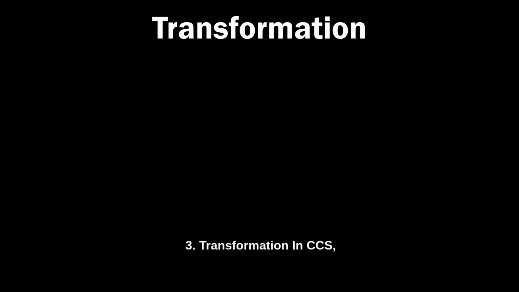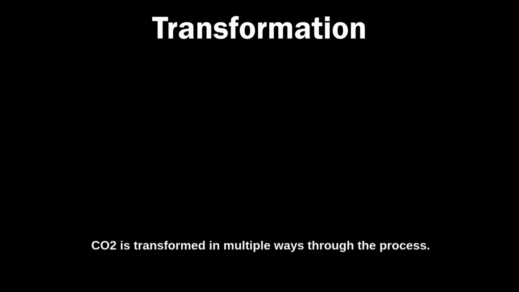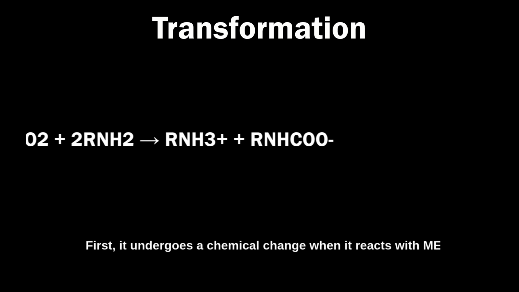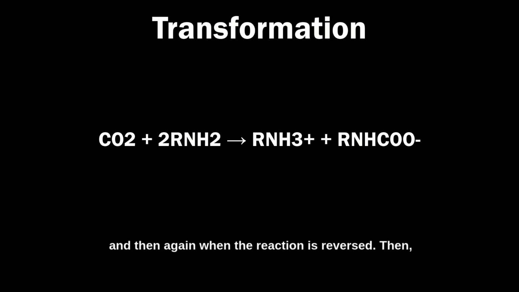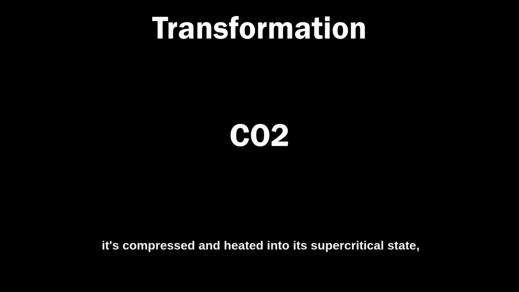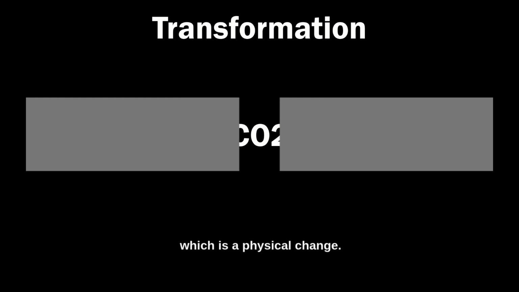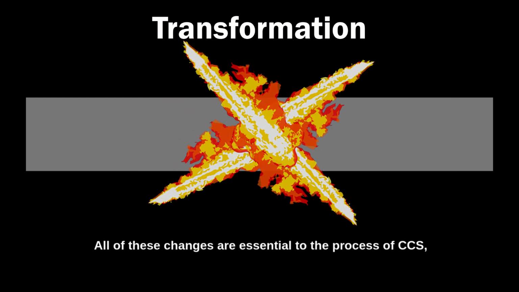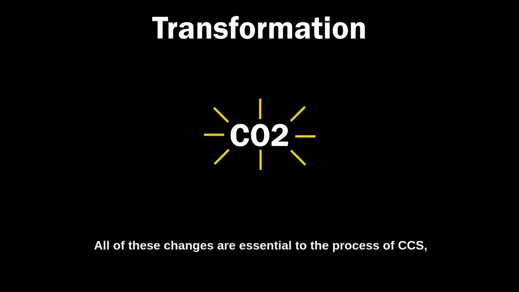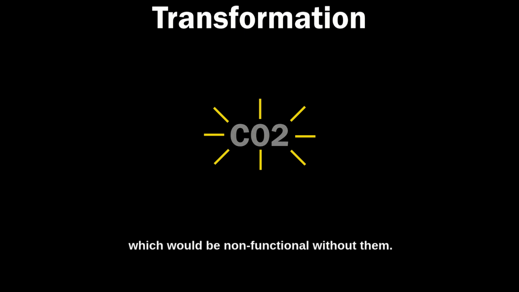3. Transformation. In CCS, CO2 is transformed in multiple ways through the process. First, it undergoes a chemical change when it reacts with MEA, and then again when the reaction is reversed. Then, it's compressed and heated into its supercritical state, which is a physical change. All of these changes are essential to the process of CCS, which would be non-functional without them.